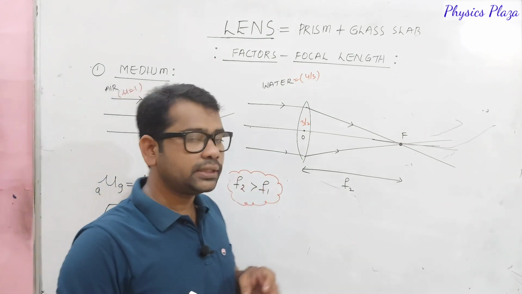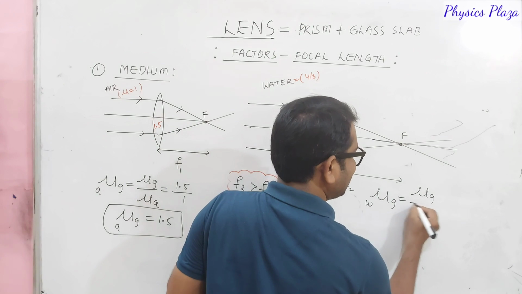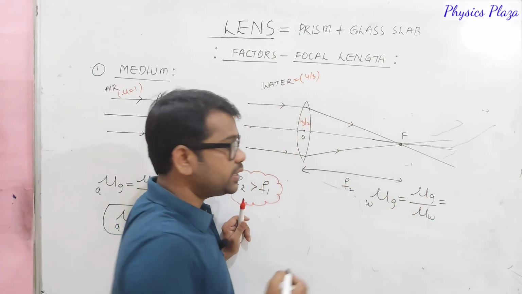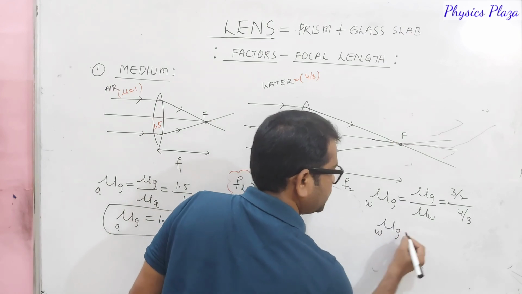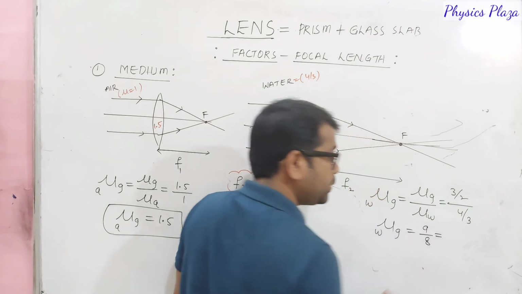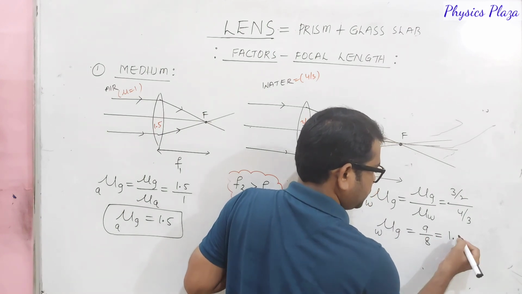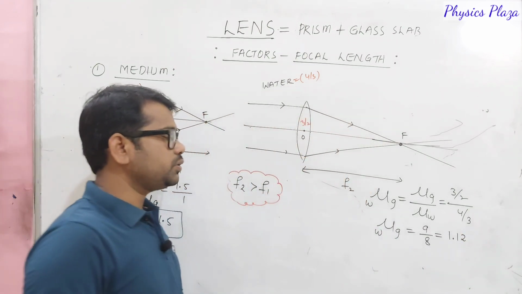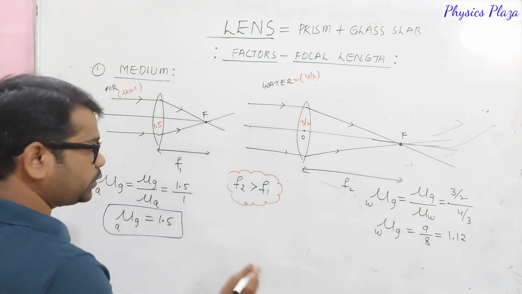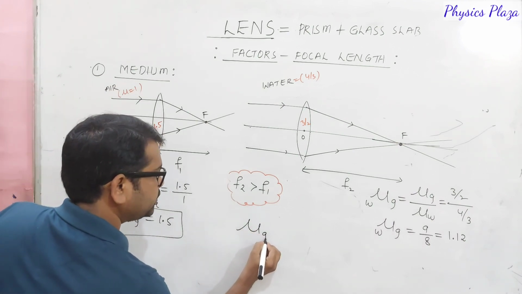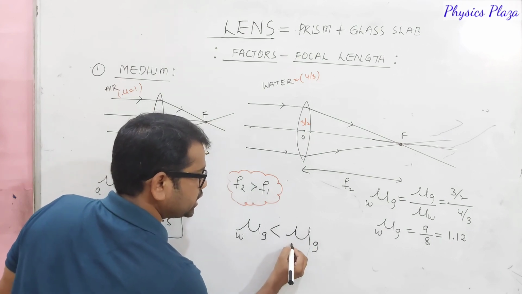But now let us try to calculate the relative refractive index, that is, the refractive index of glass with respect to water. So this is the refractive index of glass by the refractive index of water. For glass it is 3/2 and for water it is 4/3. So the refractive index of glass with respect to water is going to be 9/8, which is approximately 1.1. Now children, look here, the relative refractive index is decreasing, very important. The relative refractive index of glass with respect to water is less than the relative refractive index of glass with respect to air.